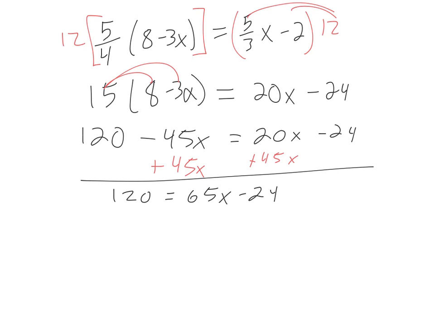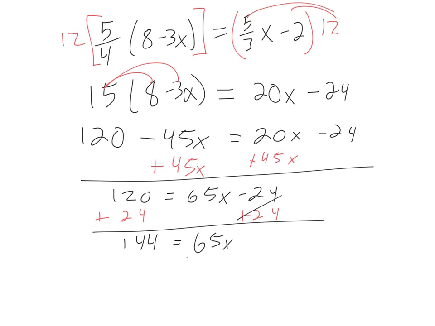Okay, well now I need to move that 24. So I'm going to add 24 to both sides. And we're left with 65x equals 144. And finally, I'm going to divide by 65. There are no common factors there, so I'm going to leave it as 144 over 65.